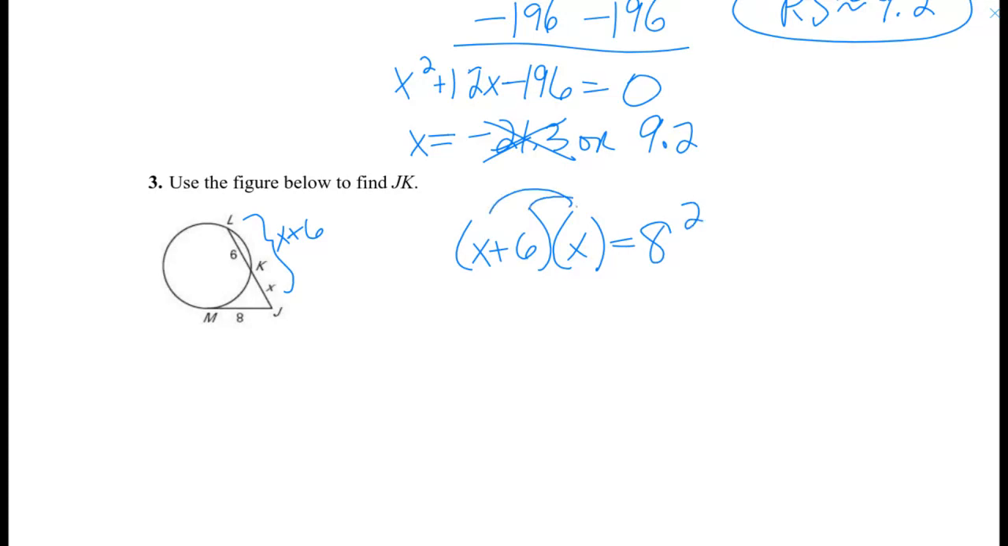On the left side we'll distribute, so we have x squared and 6x. On the right side, we're squaring that 8 to get 64. Again, notice here's a quadratic that we're going to have to solve like a quadratic because that x squared is not going to end up canceling. So the first thing we want to do is get it equal to 0, so we're going to subtract 64 from both sides.